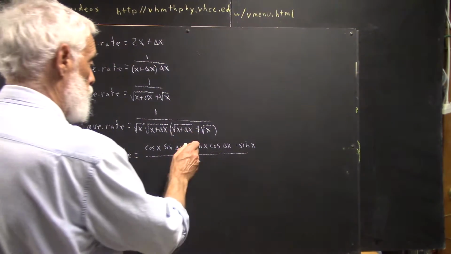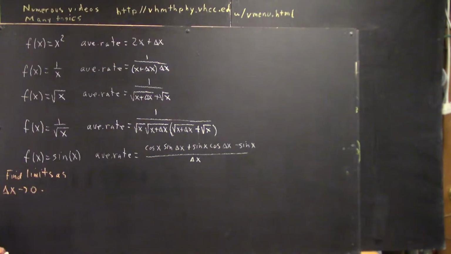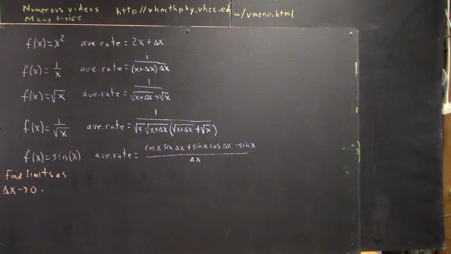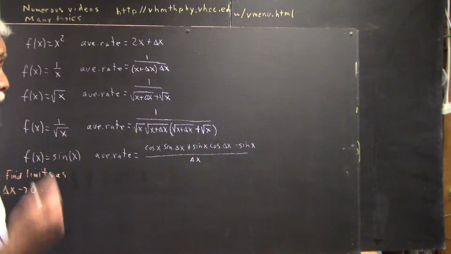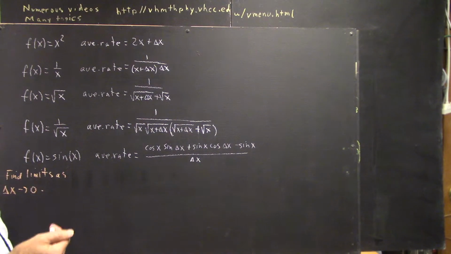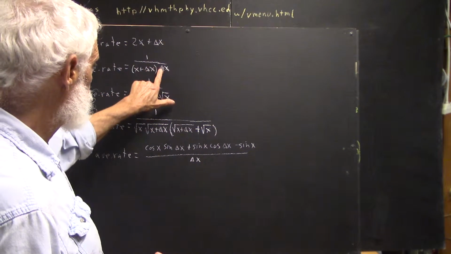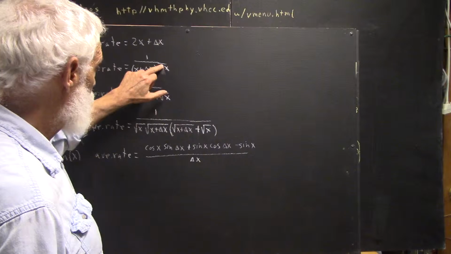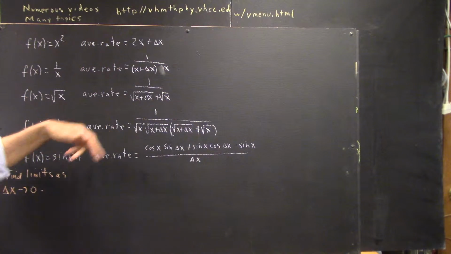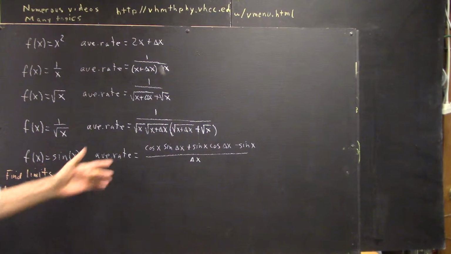Yeah, I see a mistake over here too, that's plus. Okay, so let's see if you can do it. What's the limit of this as delta x goes to 0? And that should be x, not delta x. That would have turned out rather badly. The limit of this, the limit of this. Okay? And the limit of this.